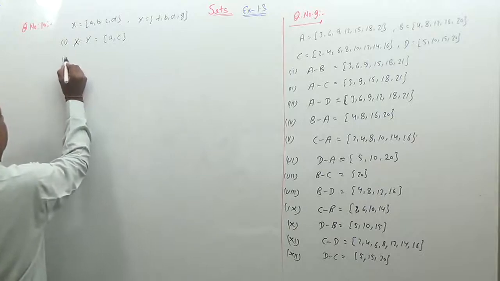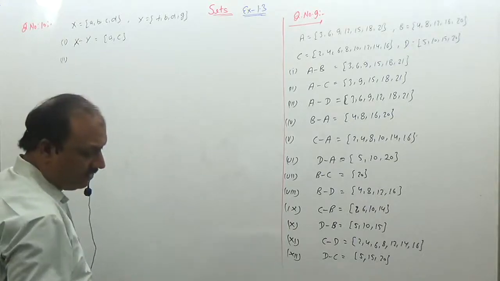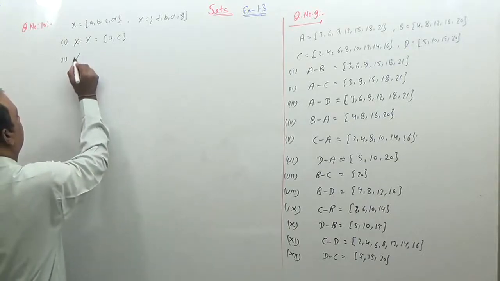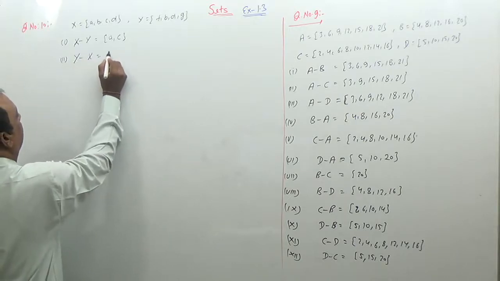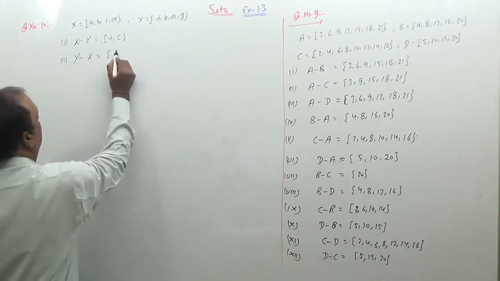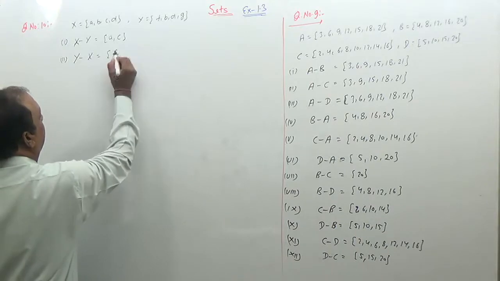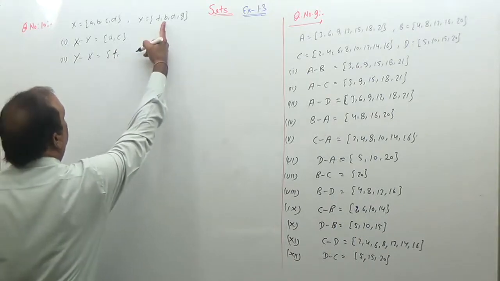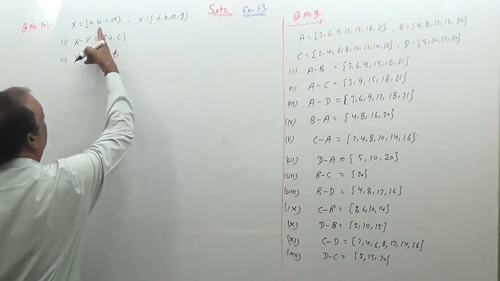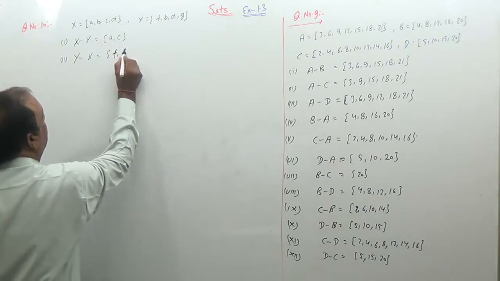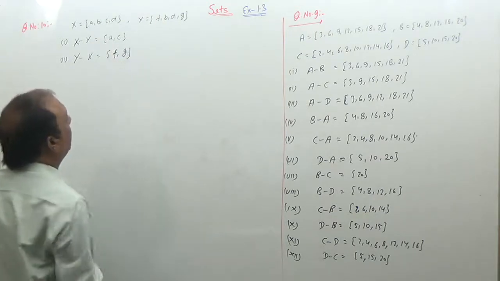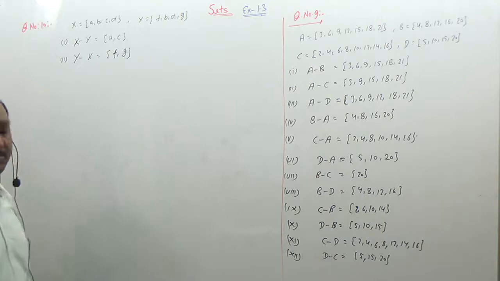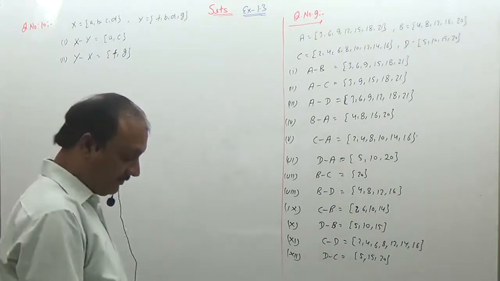Now second is Y minus X, the set which contains the elements of set Y only, that is F. We cannot take F because F also belongs to X. And next is G. So there are only two elements of set Y which do not belong to set X.